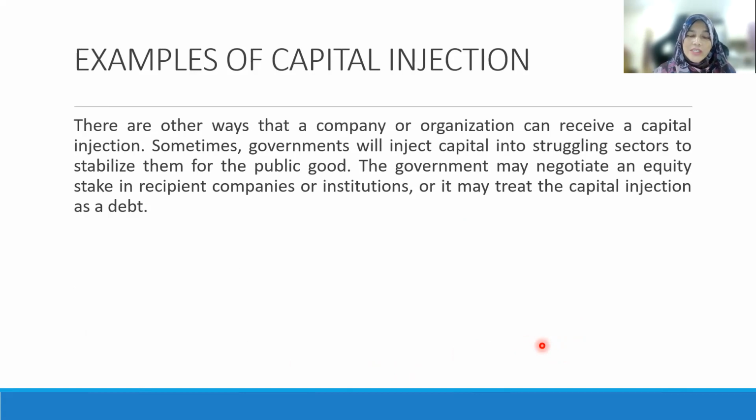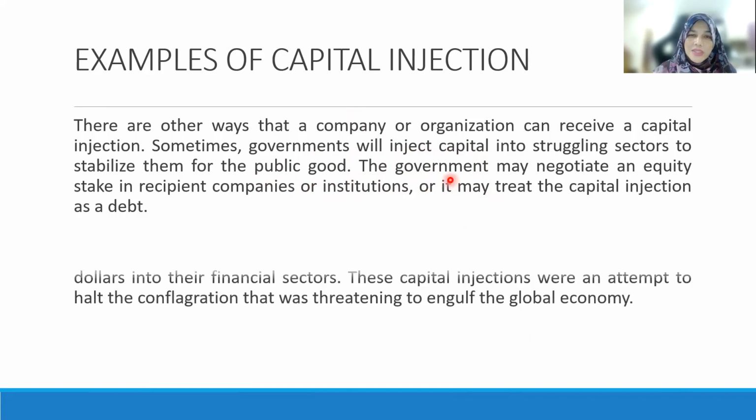Yeah, so Malaysia Airlines. So why does the government keep on injecting capital? Because it is a national company. It is a company with national interest. So of course it cannot fail. That's why the government always helps the company by giving more capital. Yeah, it is also known as capital injection.